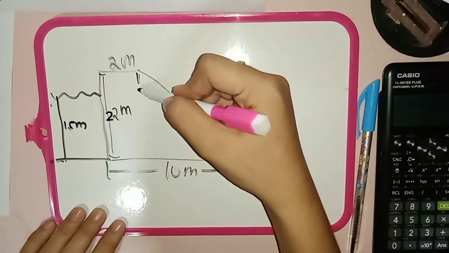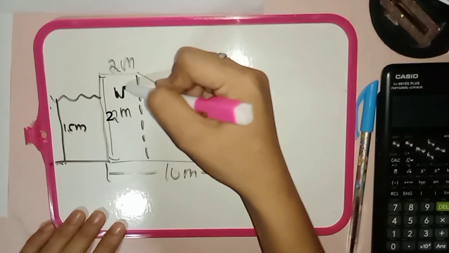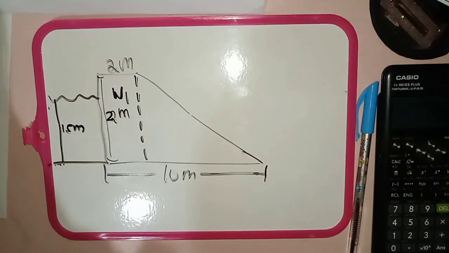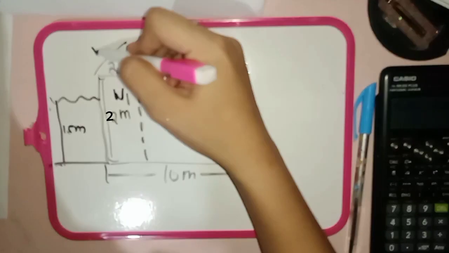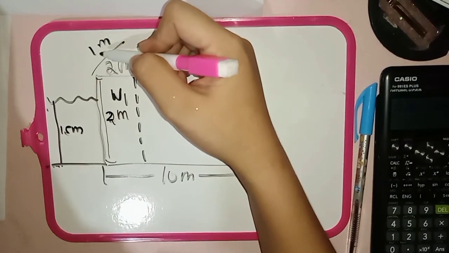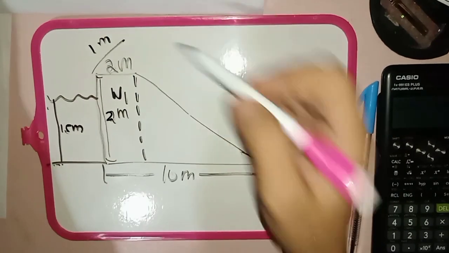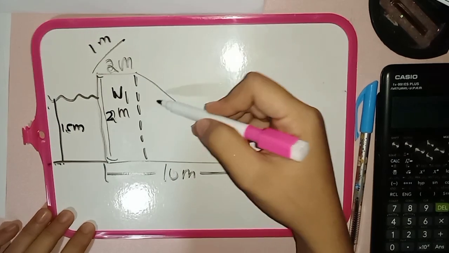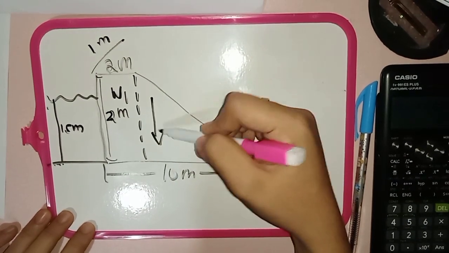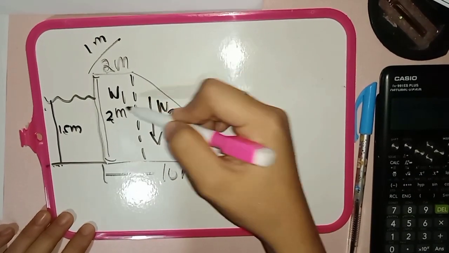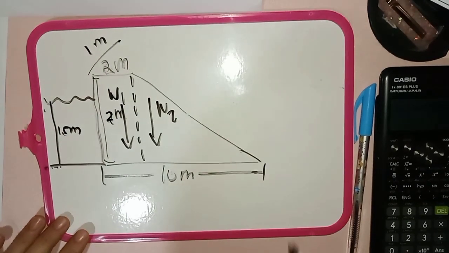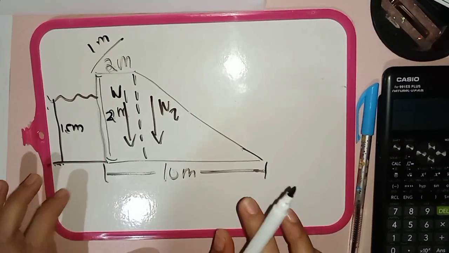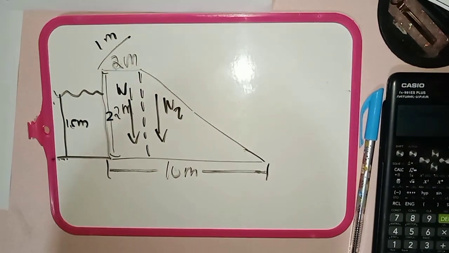So there we have weight 1 here. At first, let us consider a 1 meter unit length of the dam perpendicular to the sketch. We have weight 2 here. Weight 1, weight 2. So first we construct the figure or the drawing of the problem.